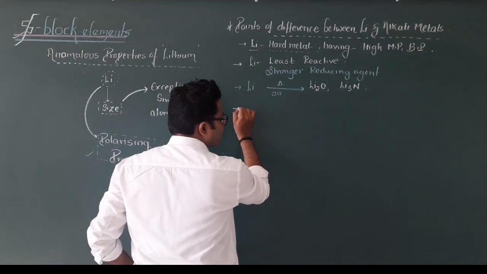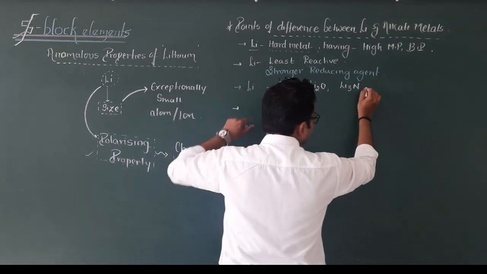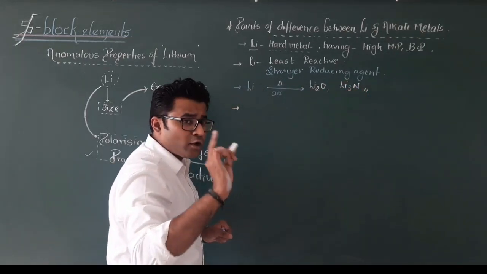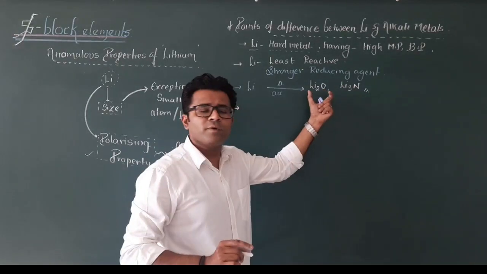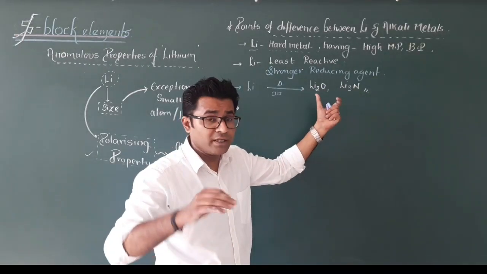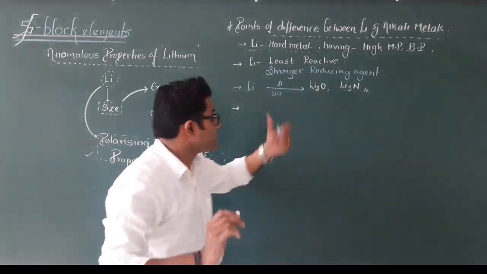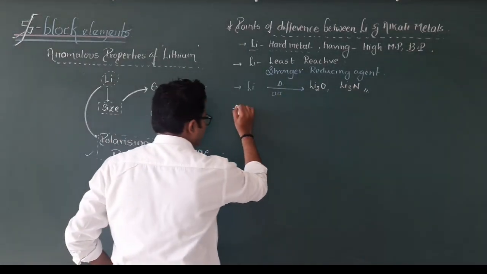The other alkali metals are not capable of forming nitrides. Remember this, they will form only oxides. So, coming forward with the next one.